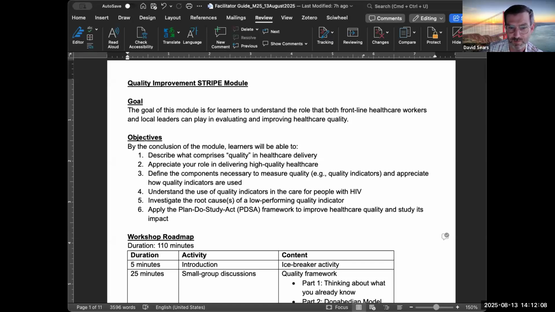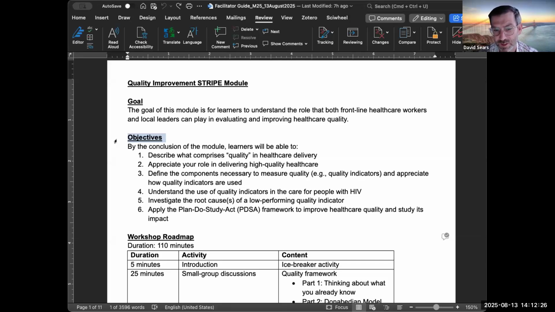So each goal, the STRIPE module, will then be followed by objectives. So how are we going to meet that goal? And we have 6 for this module. It's a fairly ambitious module. We've put in some guidance in response to feedback about areas where we may be able to skip or pare down what we're doing, but we're trying to achieve 6 key objectives.